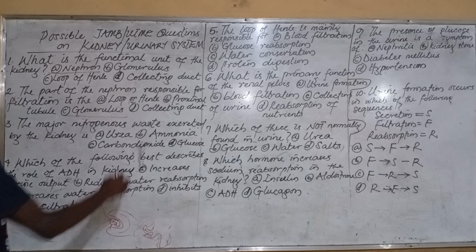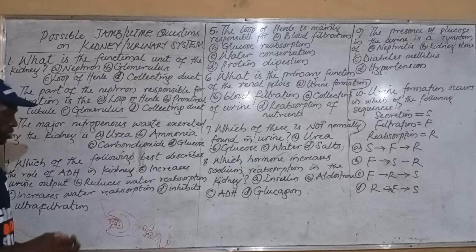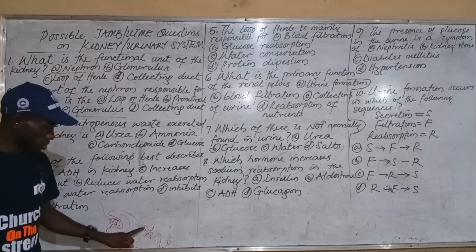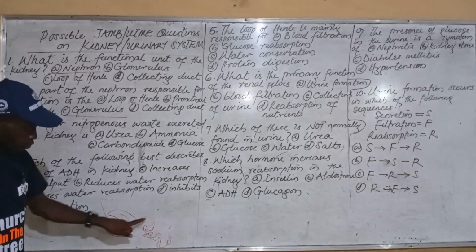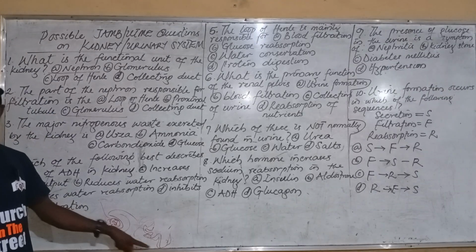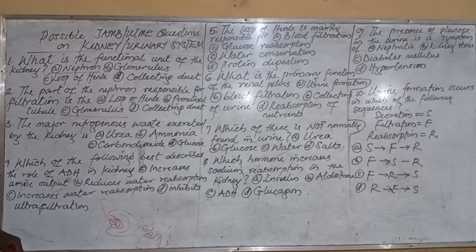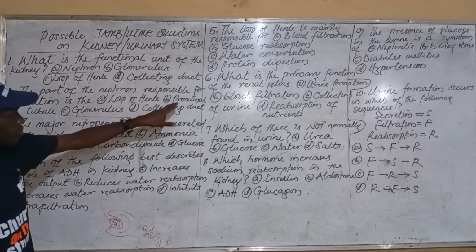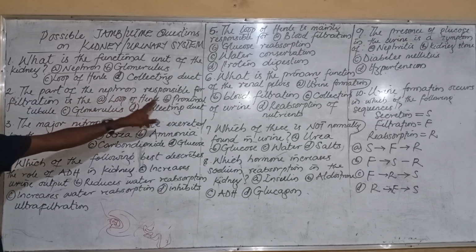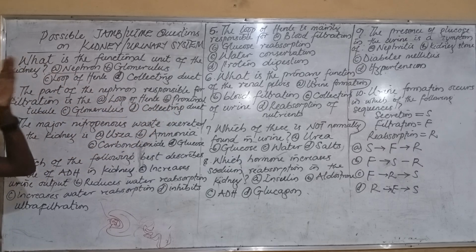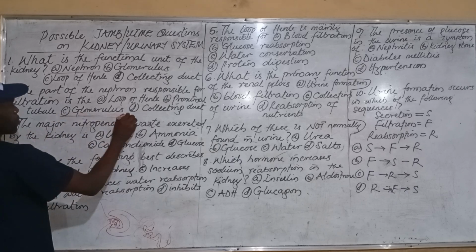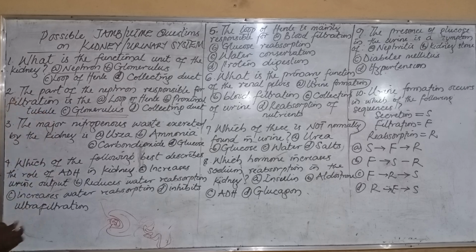Now what takes place in the loop of Henle? The loop of Henle is just a continuum of this tubule. And what happens in all of this tubule is selective reabsorption and secretion. So in the proximal tubule and the loop of Henle, that's what happens there. Reabsorption. All right. So the answer to this is the glomerulus. That is where filtration takes place.